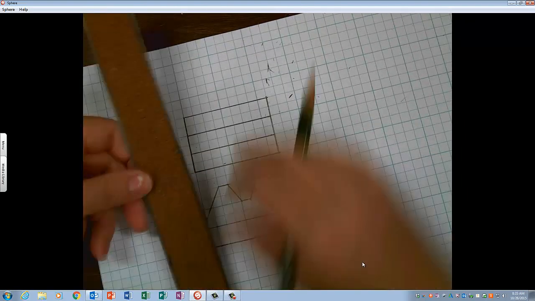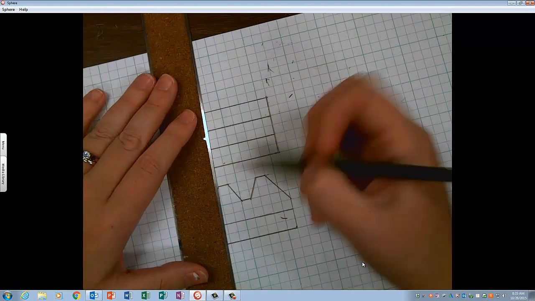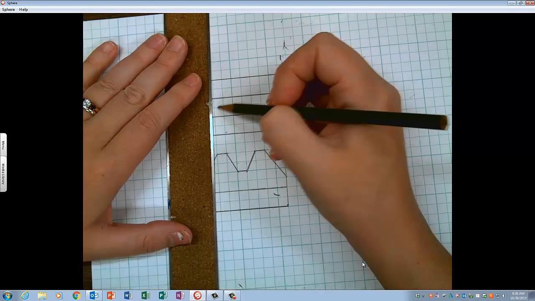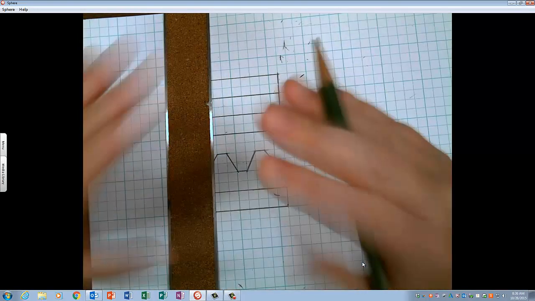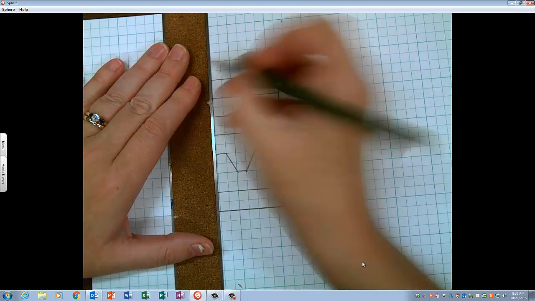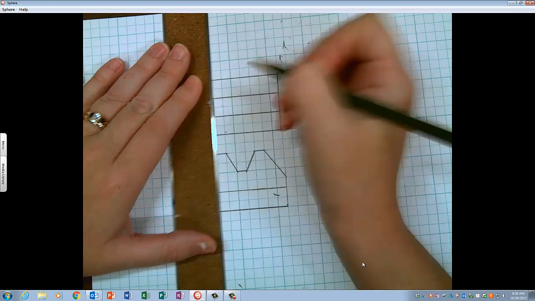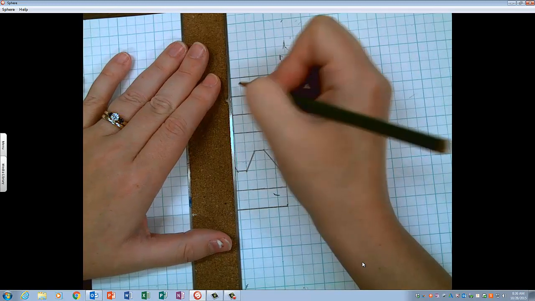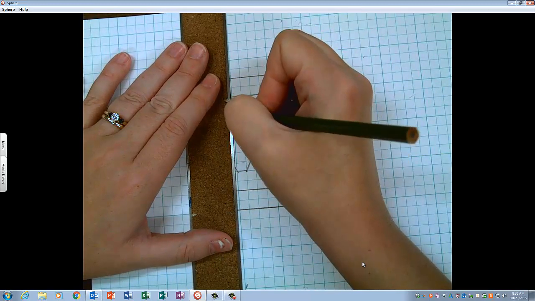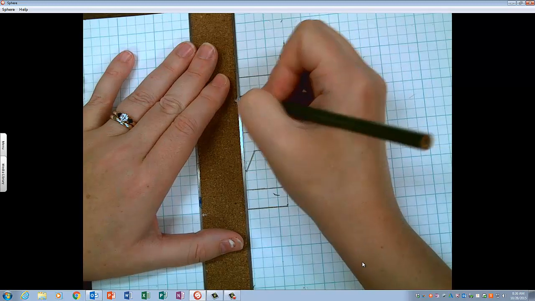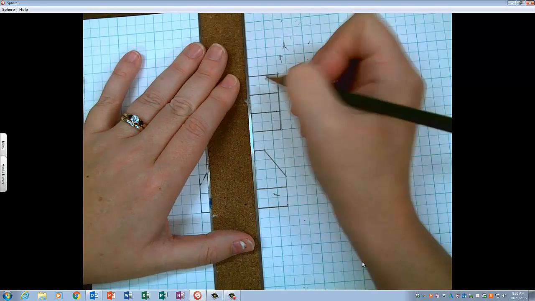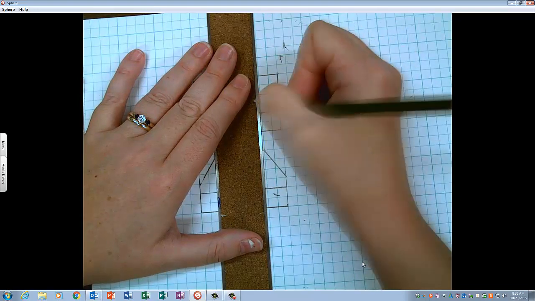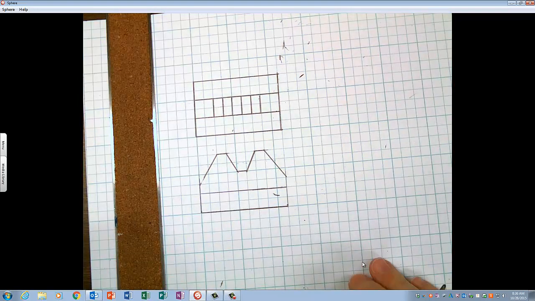Now, wherever you have a corner in one view, you're going to have a line in the other. I know these little mountaintops are only in this middle section because that's the part that sticks up. I'm going to line it up. I'm going to draw the lines. I also have corners here, so I'm going to draw these lines too. And over here. And that's the top view of number 13.